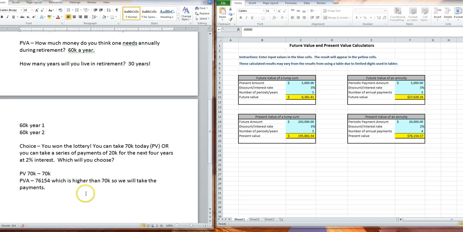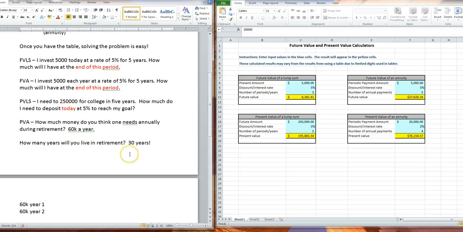And just so you know, you also have a book problem that asks you to make a choice. Just remember, your choice is a certain amount of money today, which is already in present value, and then a series of payments, which you need to discount back to present value. Then you compare and you take whichever is higher. That would be the one that is worth more. Okay.